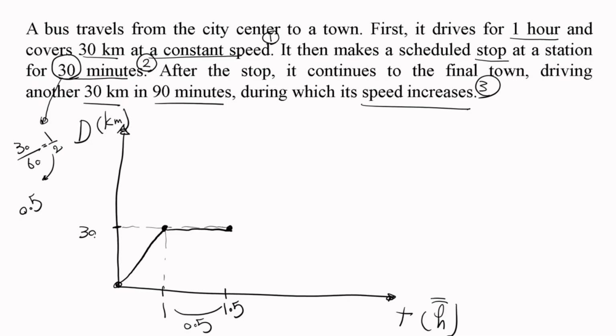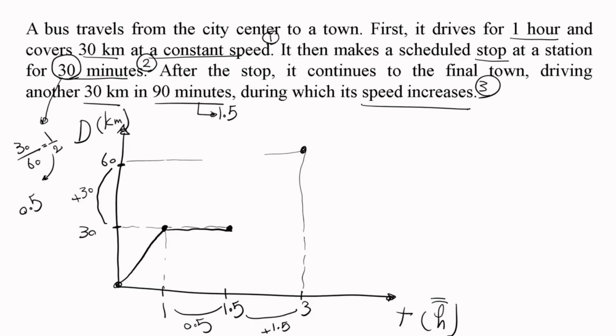And then it's going to pass another 30 kilometers, so plus 30. For the third part, I'm going to have 60 here. And 90 minutes means 1.5 hours. So I'm going to add plus 1.5. I'm going to have 3 here. Let's find the last point, and I'm supposed to connect these 2 points.